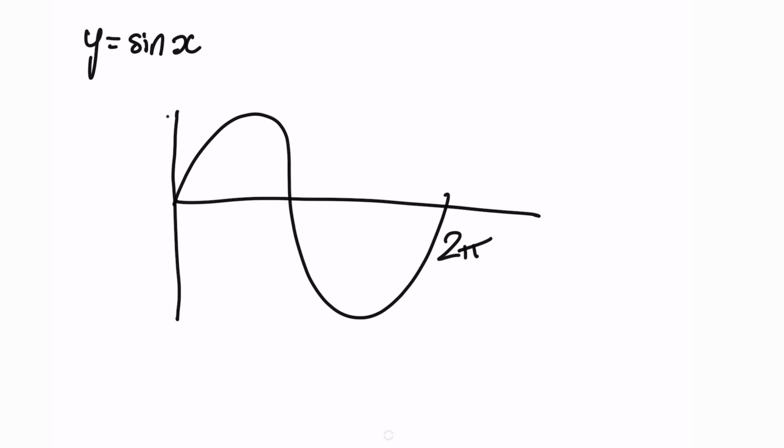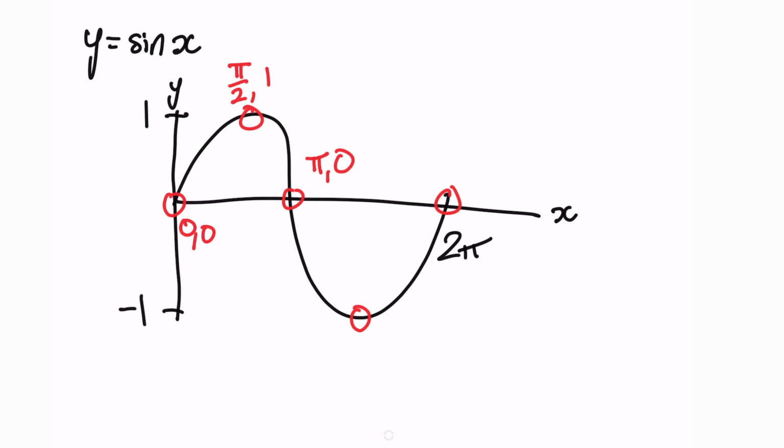This graph extends from y equals 1 to y equals negative 1. And our points of interest are where it passes through the x-axis and also the maximum and minima. So 0, 0, this maximum occurs at pi on 2, 1. Another x-intercept at pi, 0. 3 pi on 2, negative 1 is our minima, and we finish at 2 pi, 0.